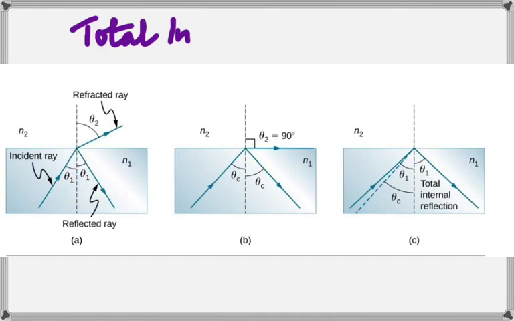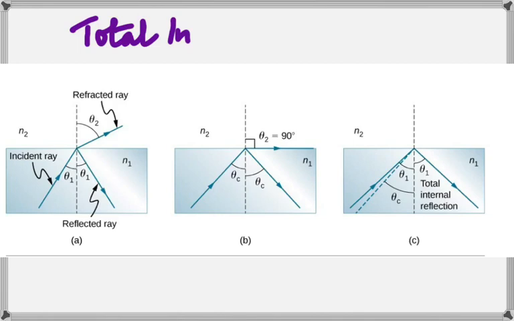So, total internal reflection happens only when the light is trying to go from more dense to less dense. Got it? More dense to less dense. Like light is trying to escape from diamonds into air, or from an optic fiber into air. You have to understand that. It's not when it's trying to go from air into the optic fiber. It has to be when it's trying to go from the optic fiber into air. So more dense to less dense.